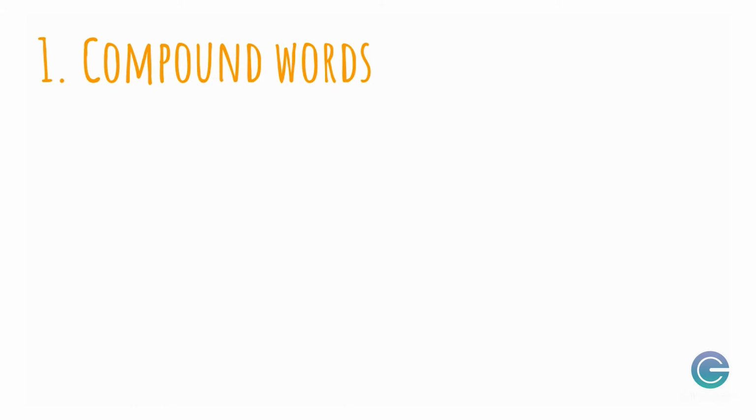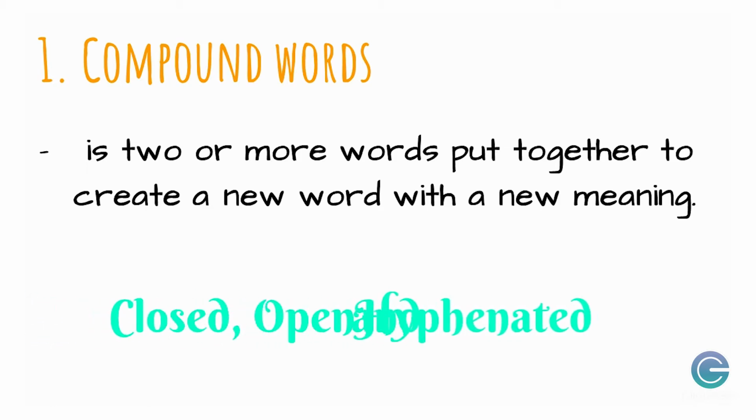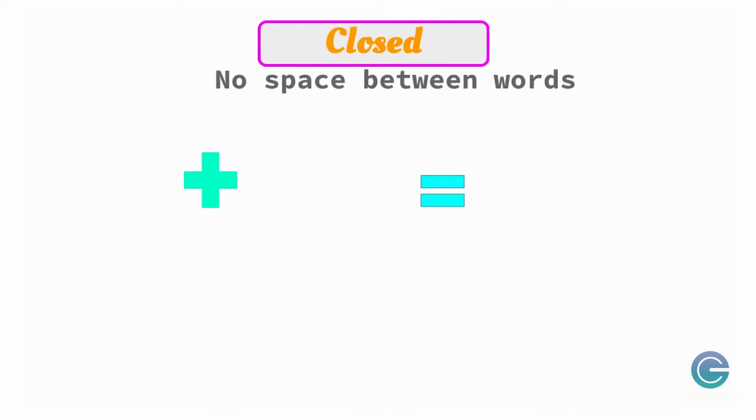Number 1. Compound words. Compound words are 2 or more words put together to create a new word with a new meaning. We have 3 types of compound words, namely closed, open, and hyphenated. Closed compound words are written with no space between words.